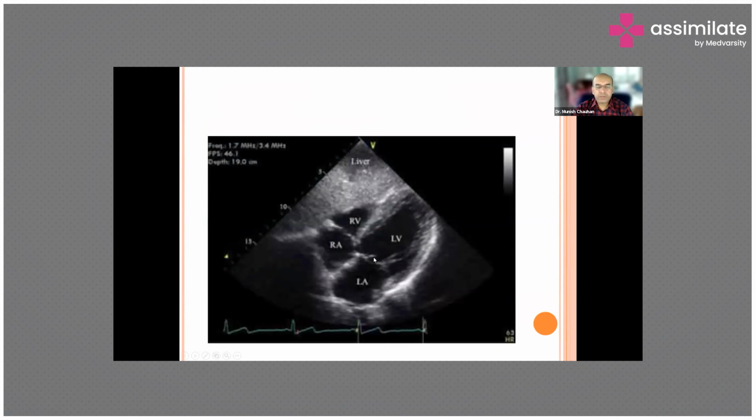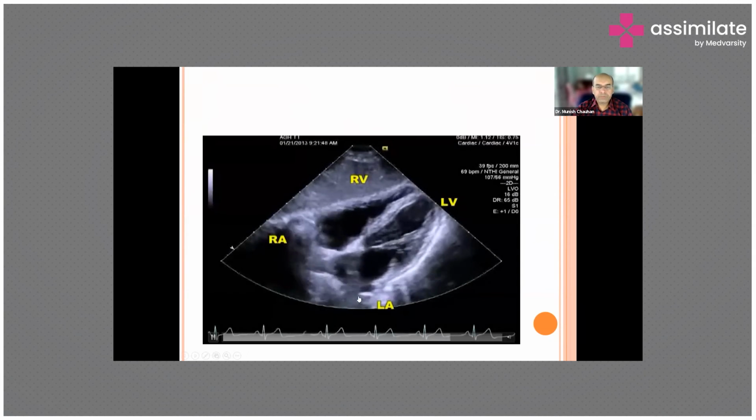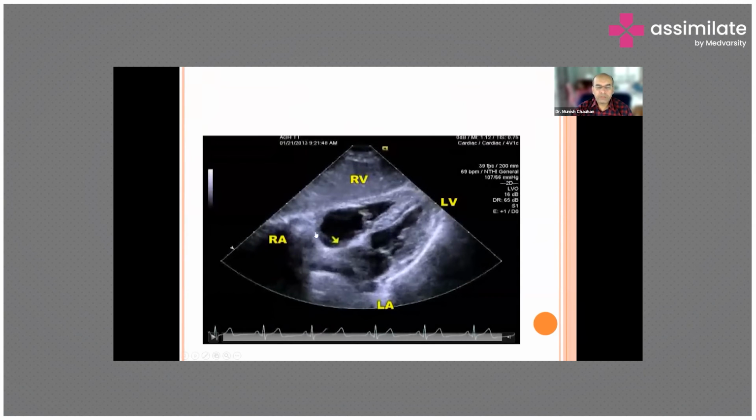The nearest to the probe will be some part of the RV, RA, then the LV to the left, and the LA will be the farthest away, since you are now viewing from the inferior, subxiphoid part. So RV, RA, LV, LA.